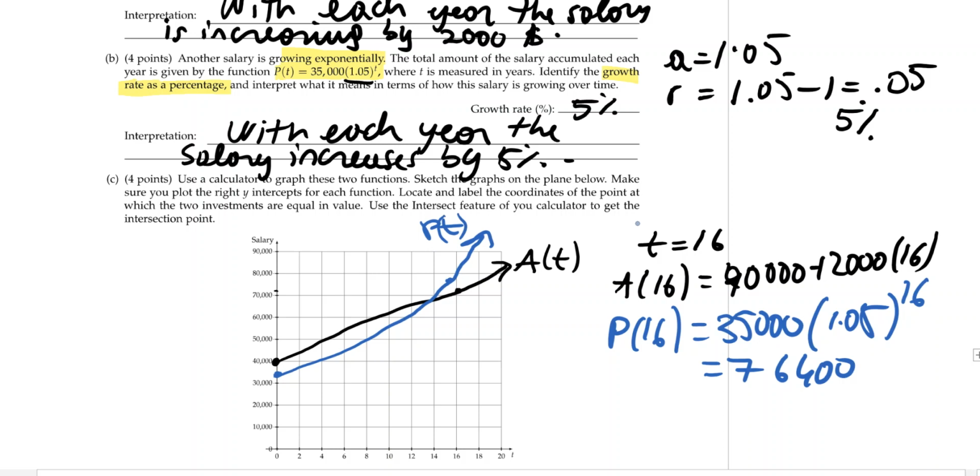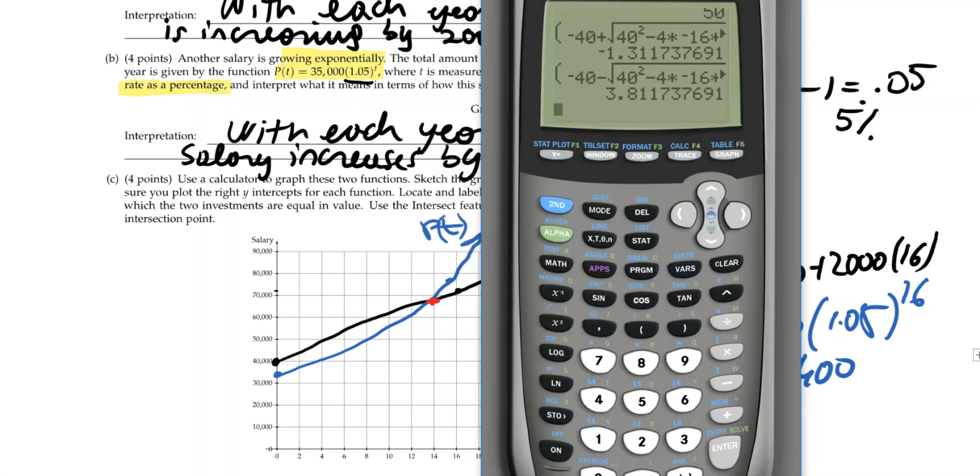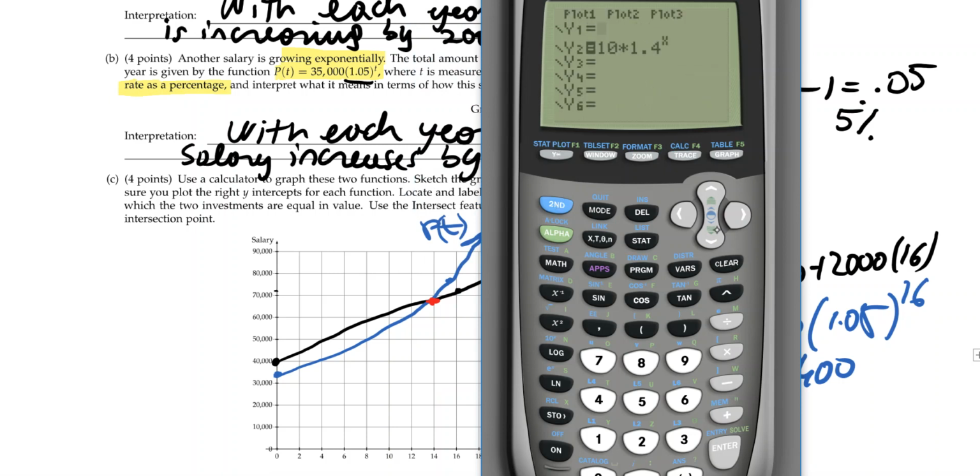Use the intersect feature of your calculator to get the intersection point. So basically the intersection point is going to be right here. So let's see exactly what it is. What I'm going to do now is bring up the calculators. And in y1, I'm going to put the first function, which was 40,000 plus 2,000 t. Well, I have x, not t in there. And then the exponential is 35,000 times 1.05 to the power x.